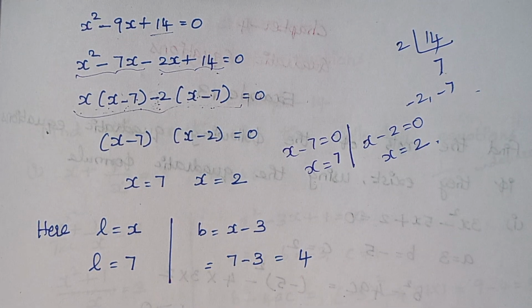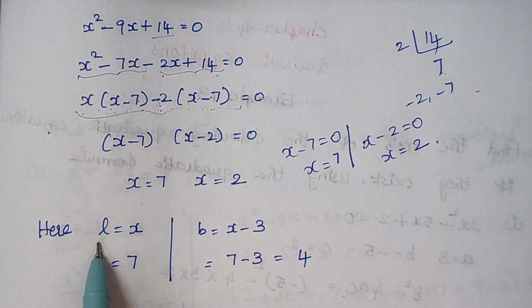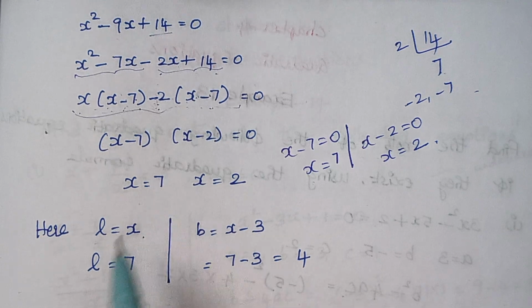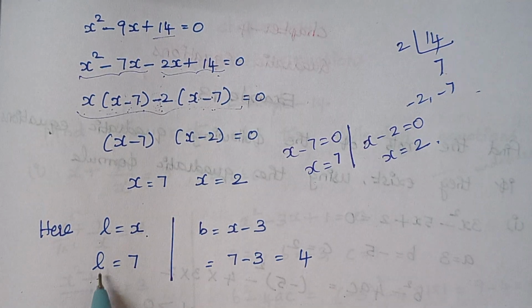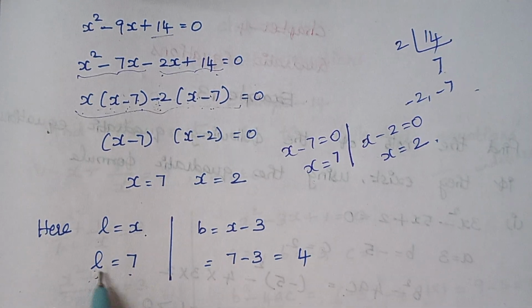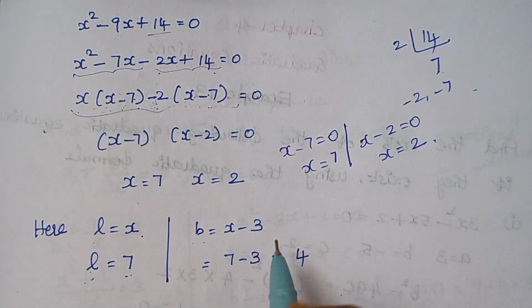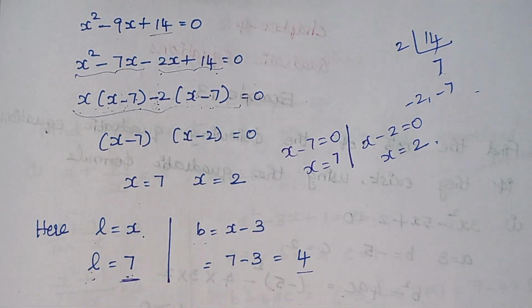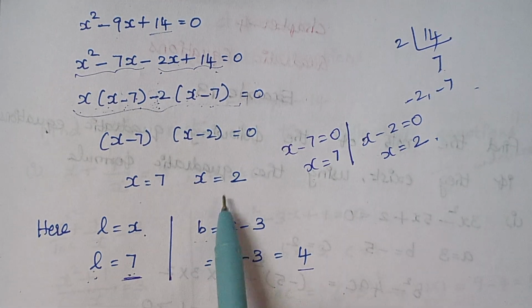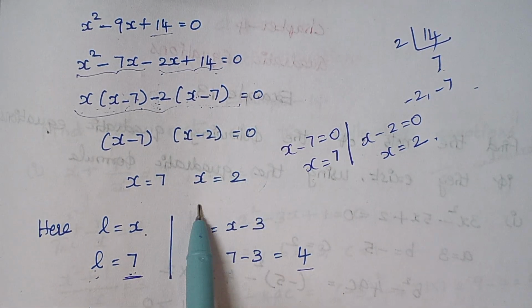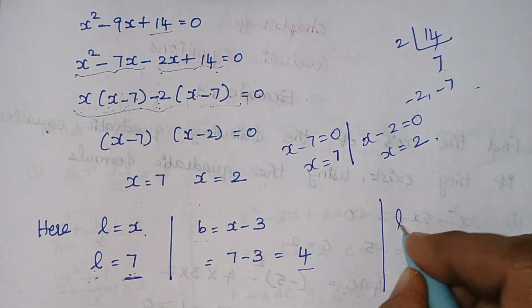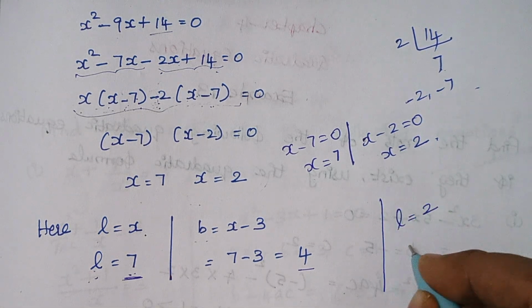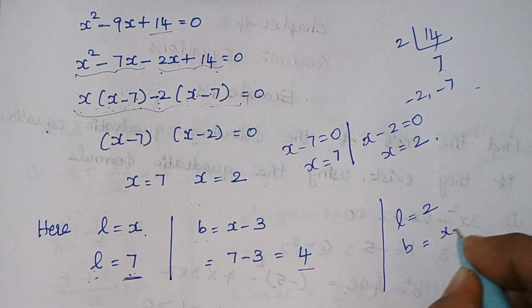Now you see, the value of L is equal to x. So initially I am assigning the value of L as 7. When L is 7, what about the breadth? Breadth is 7 minus 3, which is equal to 4 here. You can even take the value of x equal to 2. But what happens here when the value of L is 2? What about the breadth? Breadth is x minus 3.